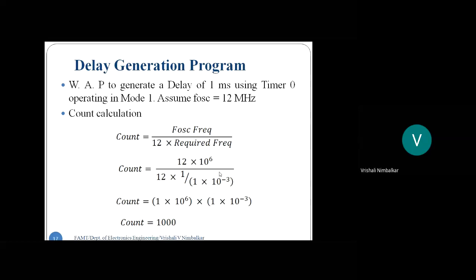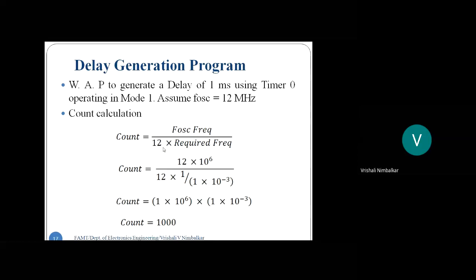In the last lecture, we had looked into a delay generation program. We generated a delay of 1 millisecond using timer 0 operating in mode 1. Oscillator frequency given was 12 megahertz, right? So an accurate delay of 1 millisecond was required. So then how do we obtain this delay?